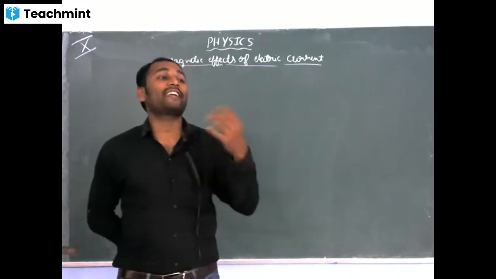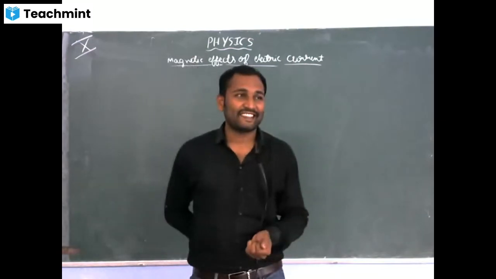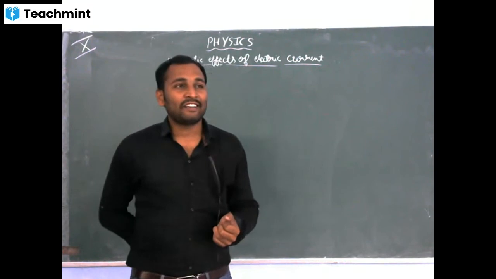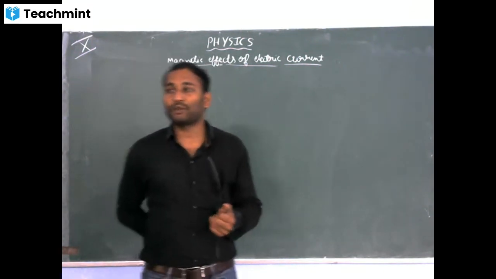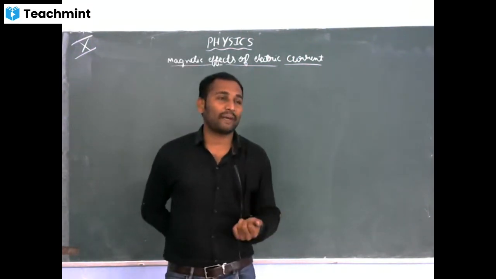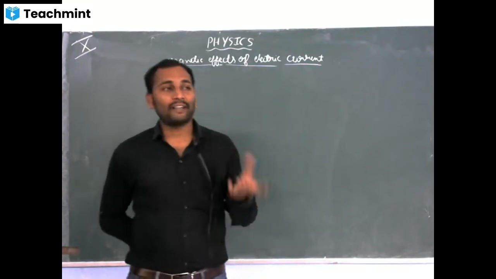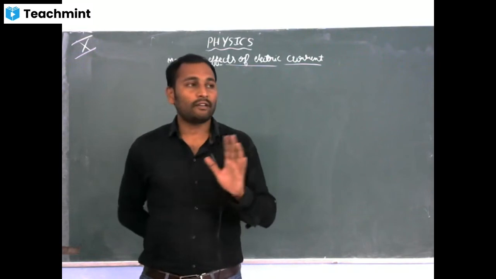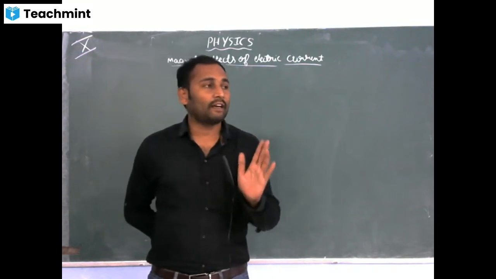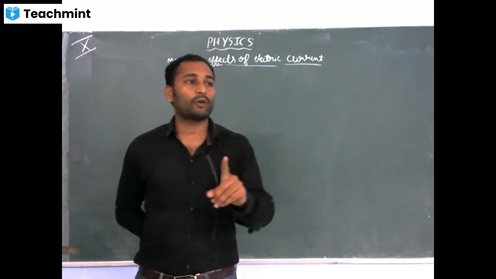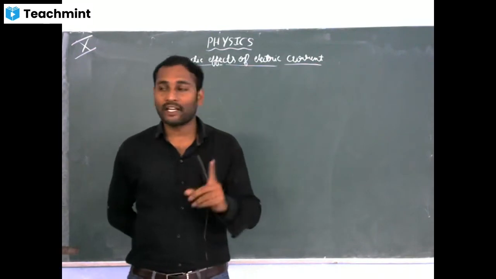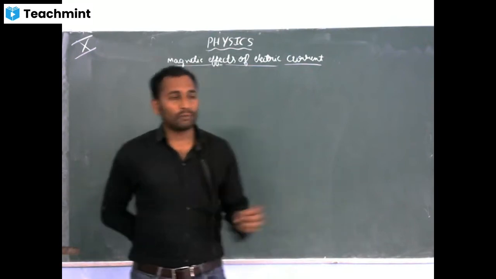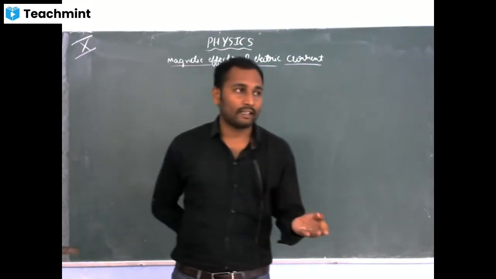Then what are magnetic field lines? Imaginary lines which are drawn from North Pole to South Pole, we call them magnetic field lines. Usually we take the direction of the magnetic field always from North to South only. So this is about the magnetic field and magnetic field lines.